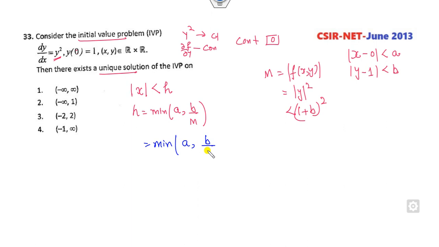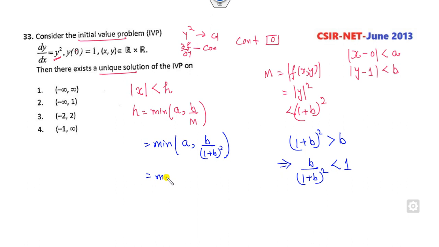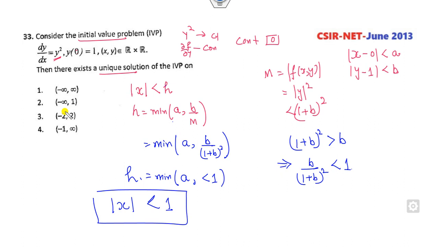Now we all know 1 plus b whole square is always greater than b. So what is the meaning of that? Because it can never be equal. So b over 1 plus b whole square is always less than 1. So we can say the minimum of a and that is less than 1. So the answer is always less than 1. So h is less than 1, so |x| is less than 1. So any interval which satisfies this property: this is not satisfied, this is satisfied, this is not satisfied because 1.5 is included, but it is not there. It is not satisfied because of 1.5, or 2.5. So the right answer is B, the correct answer.